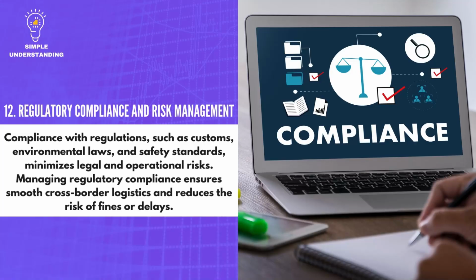12. Regulatory compliance and risk management. Explanation. Compliance with regulations, such as customs, environmental laws, and safety standards, minimizes legal and operational risks. Managing regulatory compliance ensures smooth cross-border logistics and reduces the risk of fines or delays.